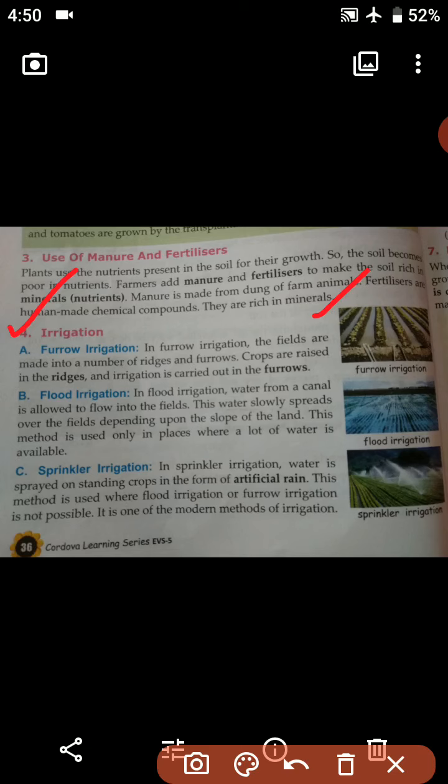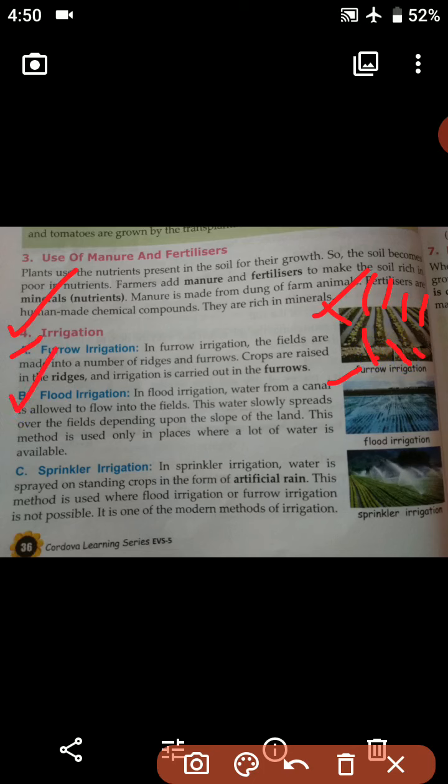So number one is furrow irrigation. In furrow irrigation, the fields are made into a number of ridges and furrows. So this is a furrow irrigation. You can see a number of ridges and furrows have been constructed here. Crops are raised on the ridges, and irrigation is carried out in the furrows. This one is a furrow where irrigation has been carried out.